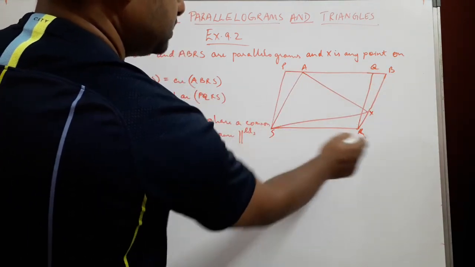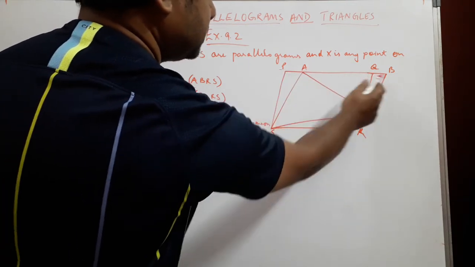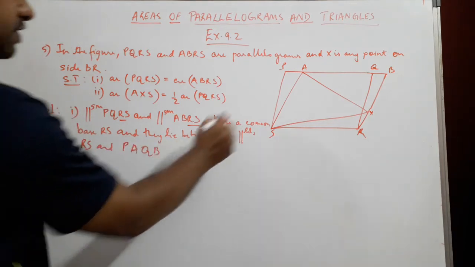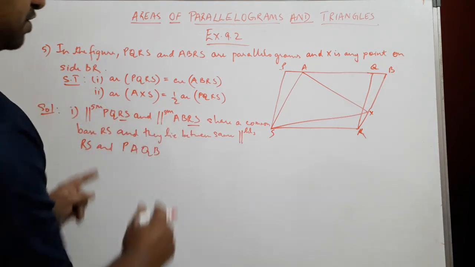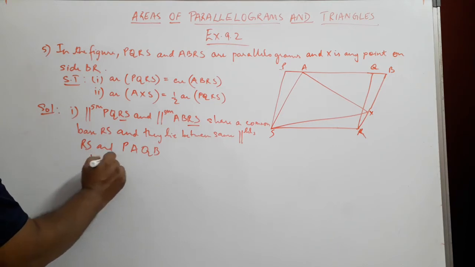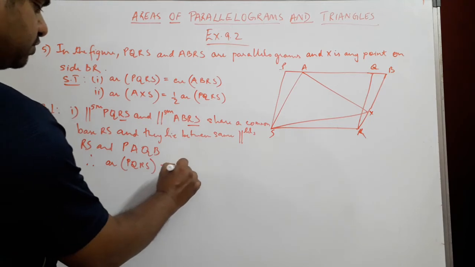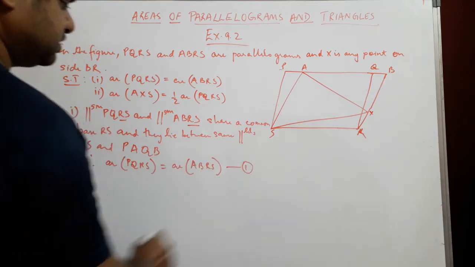if you notice, PQRS, the line is from P to Q and ABRS is from A to B, but this is actually just one line, so we can say PAQB. I have taken all the points on those lines because they are part of the line, and that line is parallel to RS or SR. Okay, so if we find that the two parallelograms share a common base and lie between the same parallels, we can conclude that area of parallelogram PQRS is equal to area of parallelogram ABRS. Okay, and we mark this as 1.